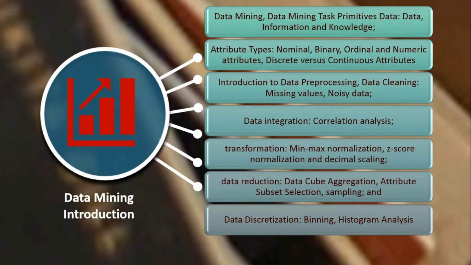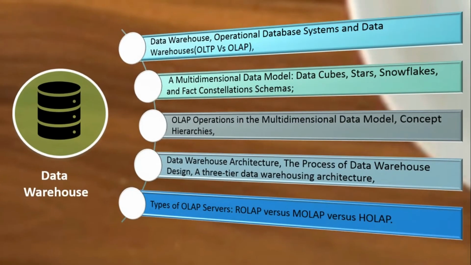The next unit, that is the second unit, consists of information about data warehouse, basics about data warehouse, and the difference between OLAP and OLTP. It covers the multidimensional data model, different OLAP operations, data warehouse architecture, how we can design our own data warehouse, the process for designing a data warehouse, and different architectures of your data warehouse. The standard is the 3-tier multi-tier architecture for data warehouse, and what the different types of OLAP servers are.